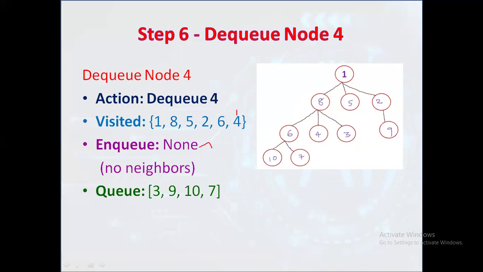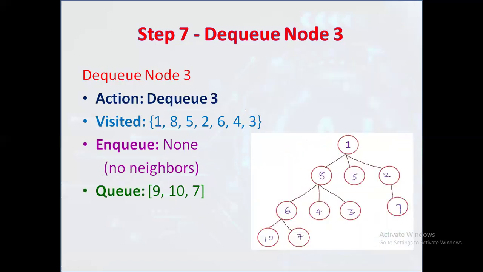So what is the remaining value available in the queue? 3, 9, 10, 7. Then what is the next value? 3. What is the neighbor for this? There is no neighbor, there are no children. So we have to DQ this value, and put this 3 into the visited nodes, and NQ is none, because there's no neighbor at all.